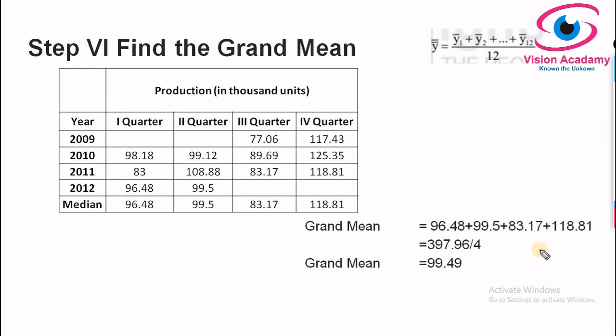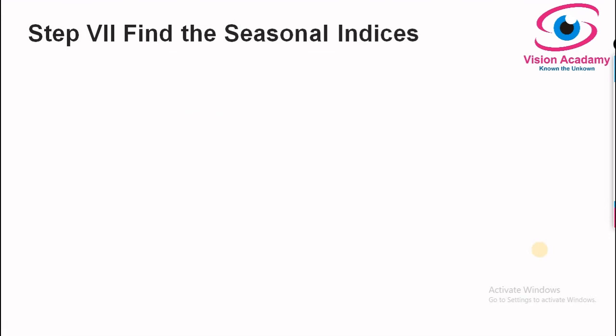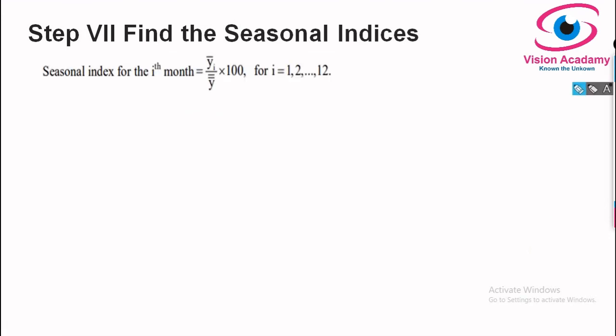So after finding the grand mean, we can go for the last one, which is seasonal indices. You know the formula for calculating seasonal indices. We need to calculate seasonal indices for each and every quarter. Here the formula is for month. We can calculate seasonal indices for quarter 1. For example, quarter 1 seasonal index will be quarter 1 average divided by grand mean, then multiplied by 100, then we will get the seasonal index of the respective quarter.